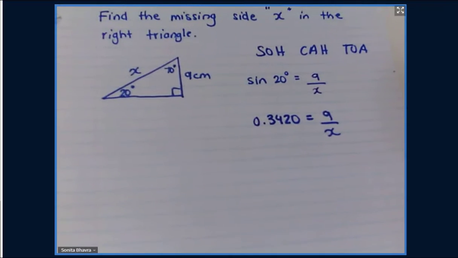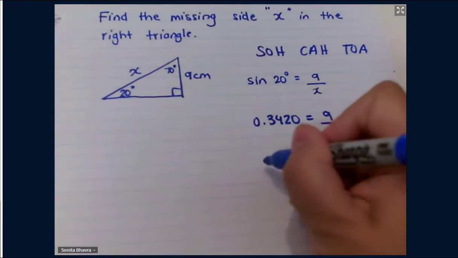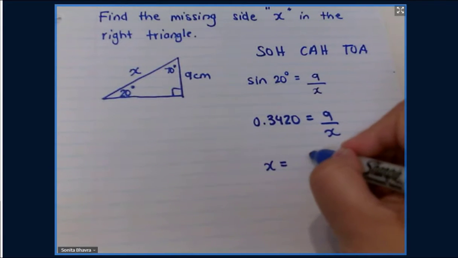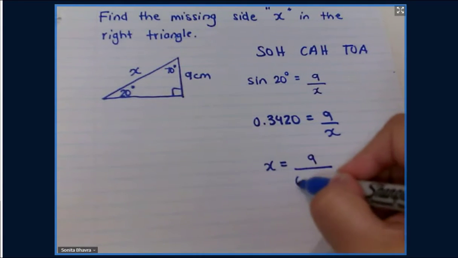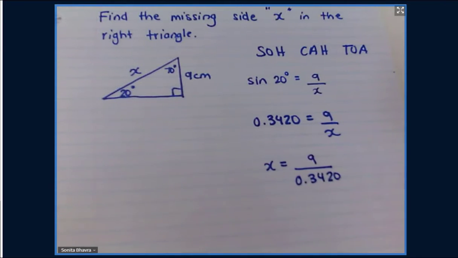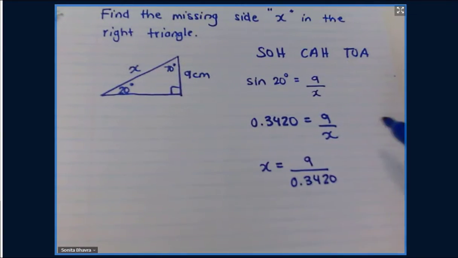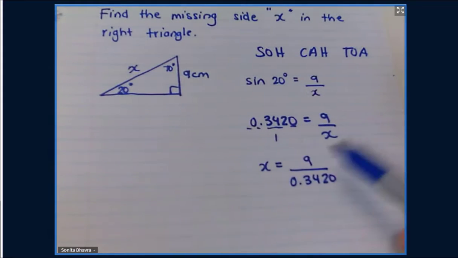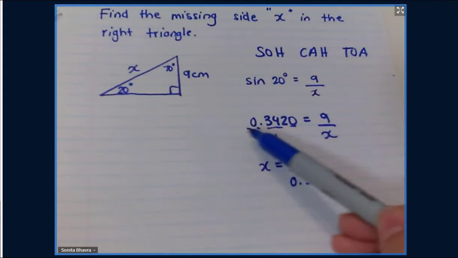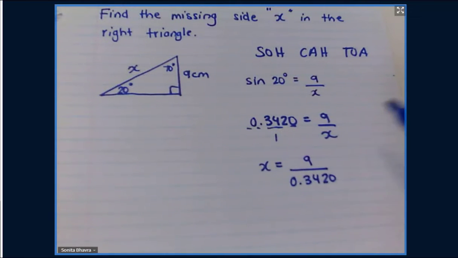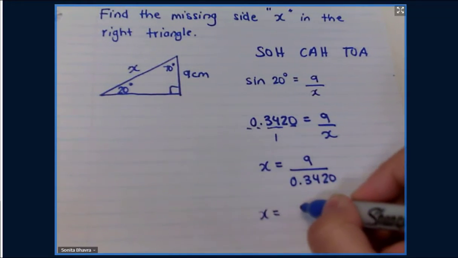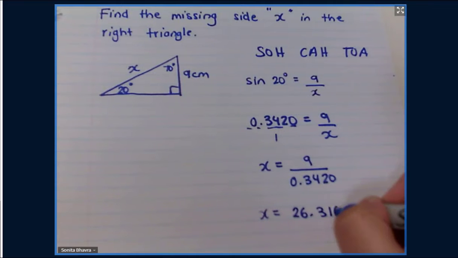All right, now we just have to use algebra or cross multiplication to figure out x. So x will be equal to 9 divided by 0.3420. All right, so you can use cross multiplication. You can pretend that this is over 1. So 1 times 9 divided by 0.3420 will give us x. All right, so put that into your calculator and we get 26.316 centimeters. All right, so we've solved for x.